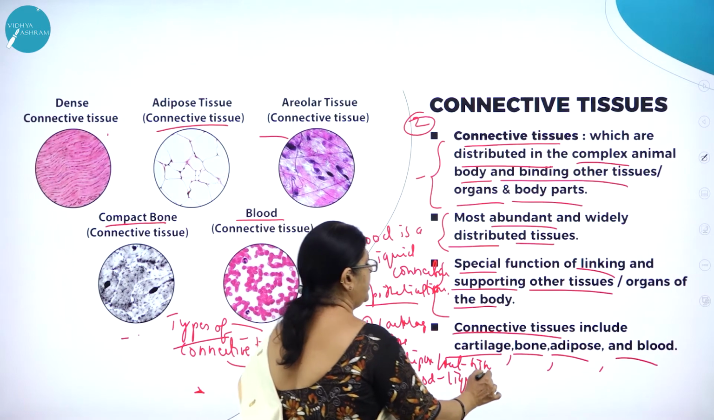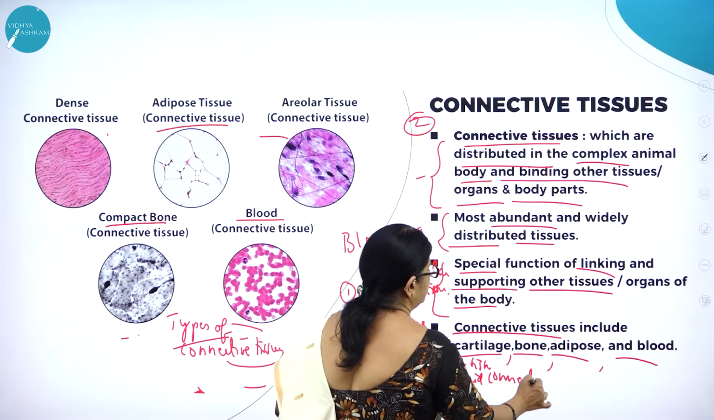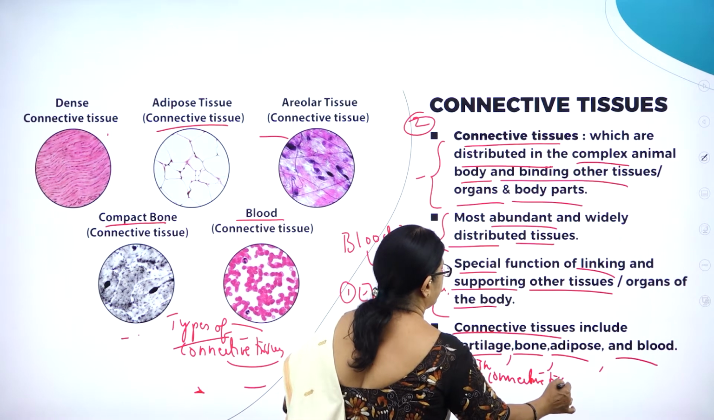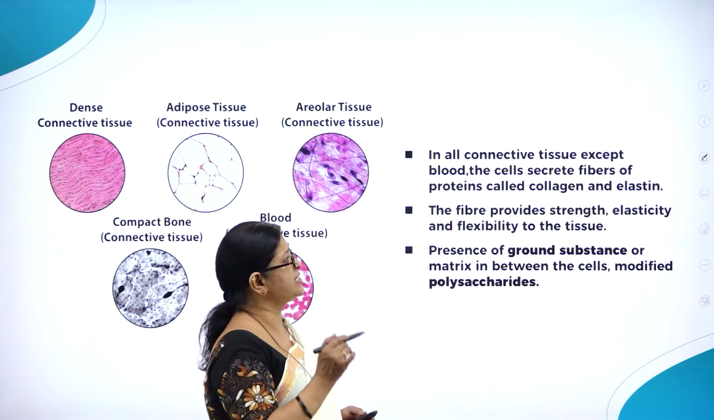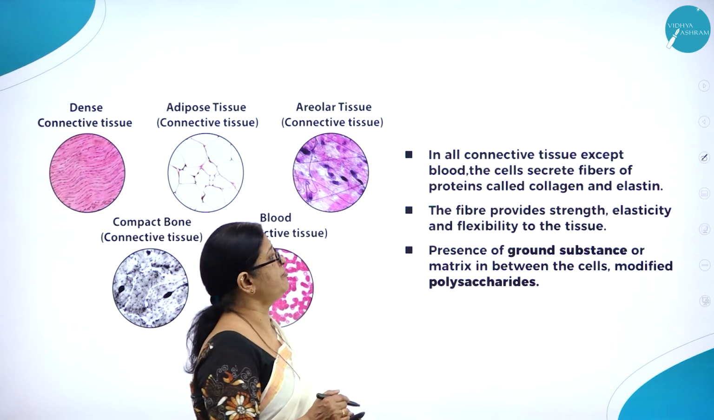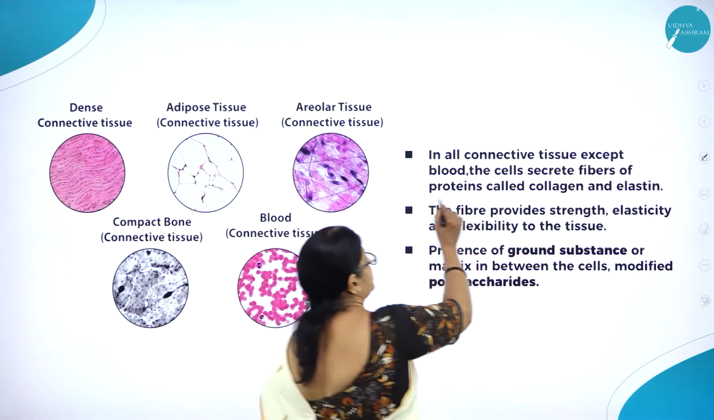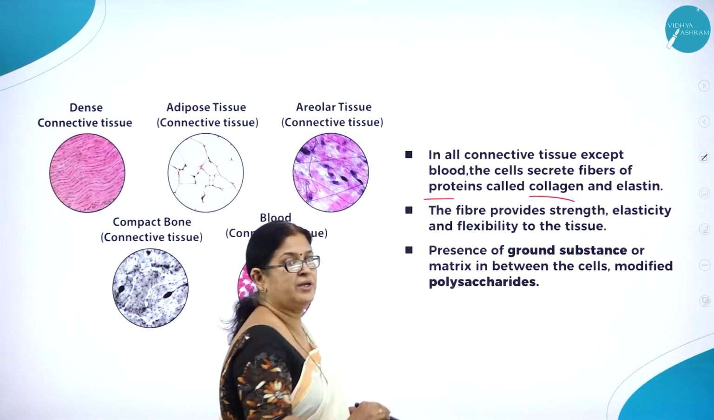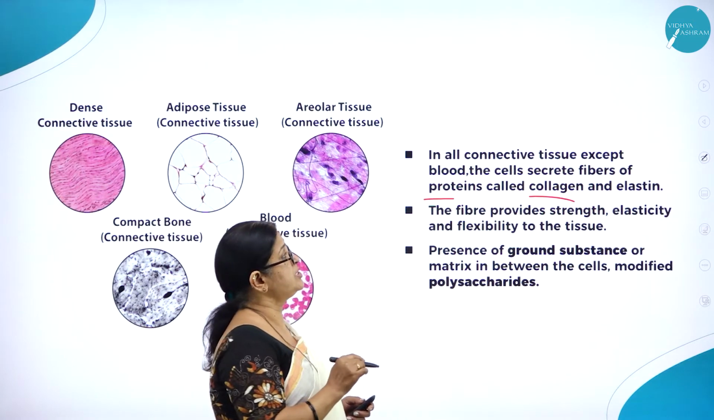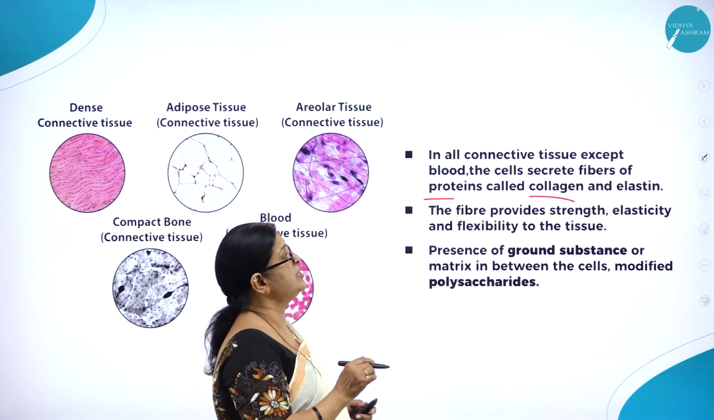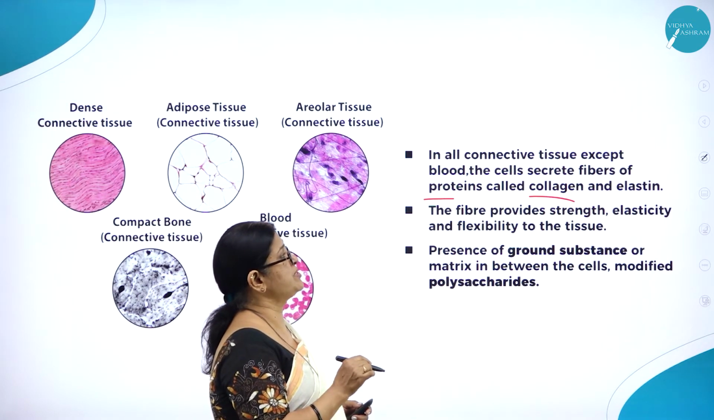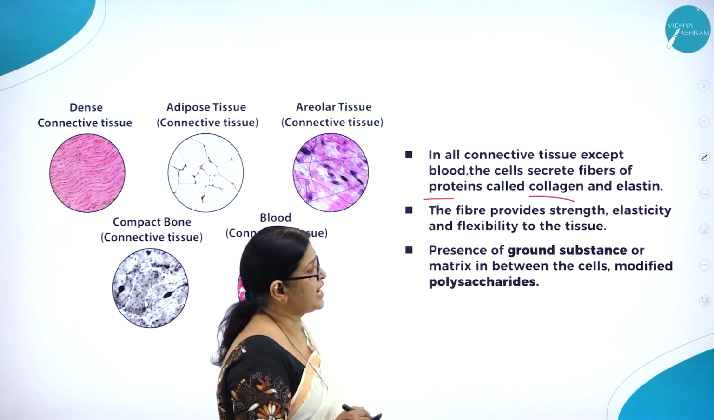Blood is a liquid connective tissue. Then in all connective tissue except blood, the cells secrete fibers of proteins called collagen. So very, very important. In connective tissue there are special fibers, except for blood. In blood we don't find collagen fibers. The cells secrete fibers of proteins called collagen and elastin.